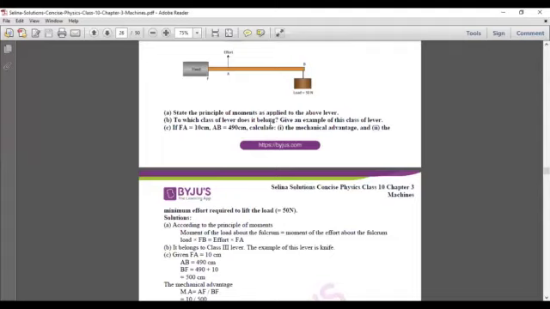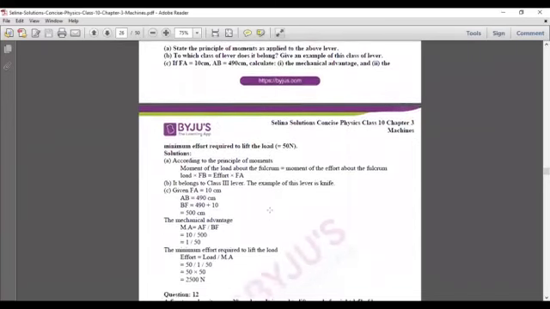Third one. If FA, that is effort arm, is 10 centimeter and AB is 490 centimeter, therefore load arm will be 500 centimeter. One load is given; calculate the mechanical advantage and the minimum effort required to lift the load, that is 50 Newton.